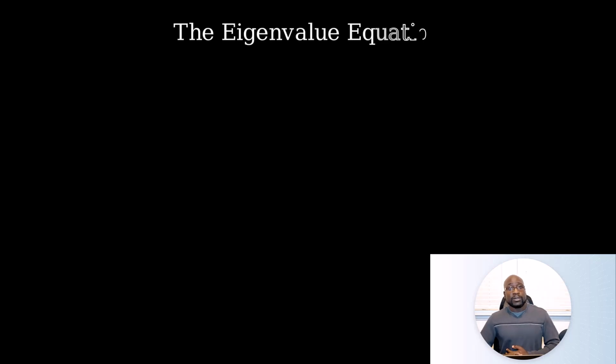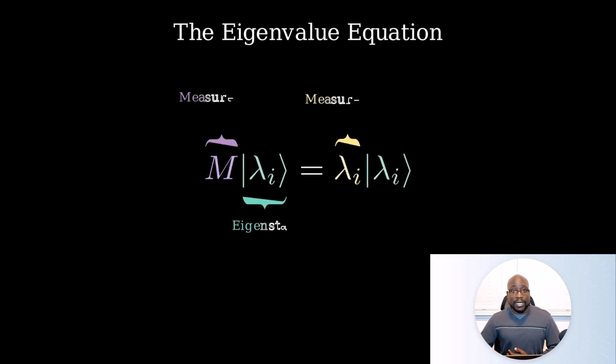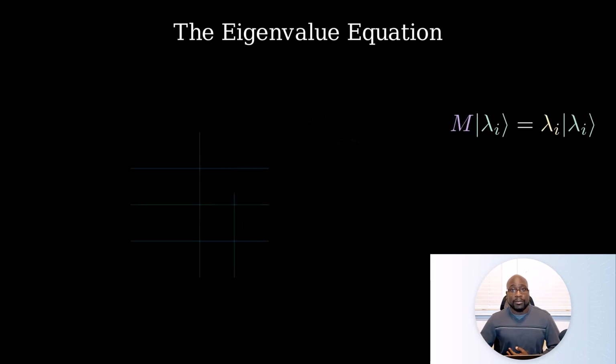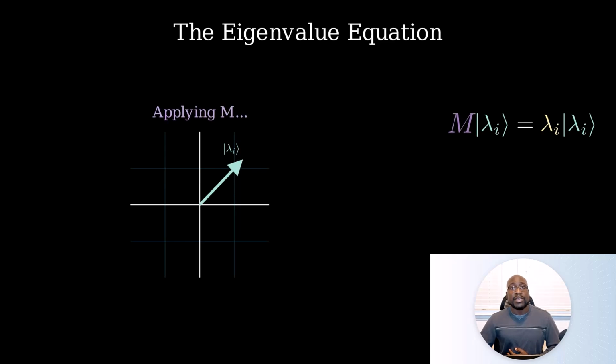For each eigenvalue lambda i, there's a corresponding eigenstate, ket psi of lambda i. If your quantum system happens to be in this eigenstate, measuring M will give you that particular value with absolute certainty. In Dirac notation, we write this relationship as M ket lambda i is equal to lambda i ket lambda i. This equation says when the operator M acts on its eigenstate, you get back the same state scaled by the eigenvalue.